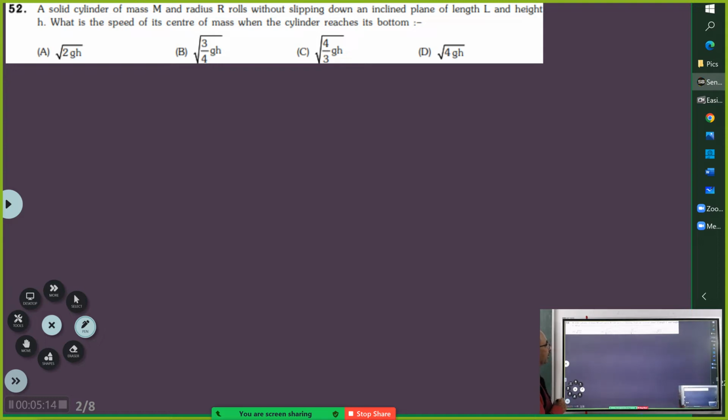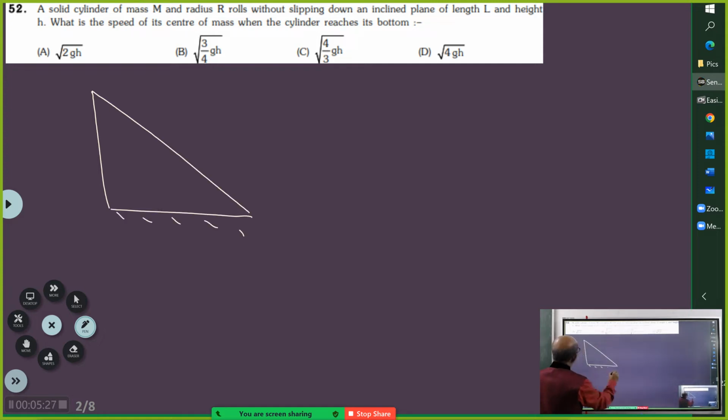If you got the answer, you can tell me when it reaches the bottom. Quite a simple problem. They have clearly told it is a solid cylinder. The mass of this is m, the radius is r, and it rolls without slipping, and the length of the incline is L. That's what they give. And the height is h.